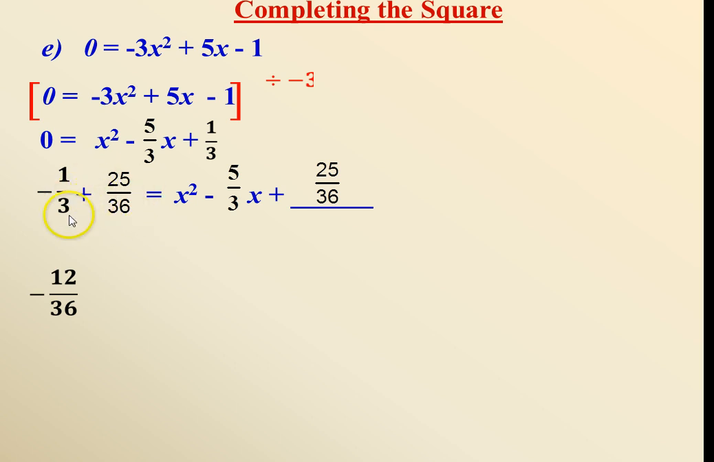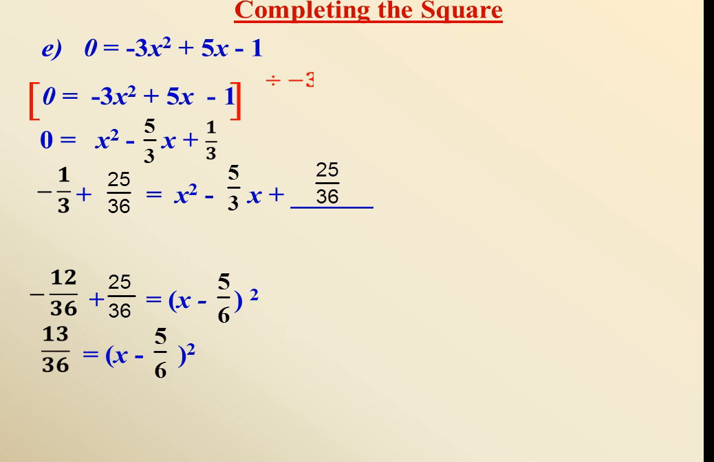Over here on the left side, you can see I simplified these two now. So I'm adding two fractions. -1/3 is the same as -12/36. I'm going to add that to 25/36. And on the right side, I'm going to factor this perfect square trinomial. So half of 5/3 was 5/6, or the square root of 25/36 is 5/6. So this factors as x minus 5/6 all squared. Simplify the left side. -12/36 plus 25/36 is a positive 13/36.